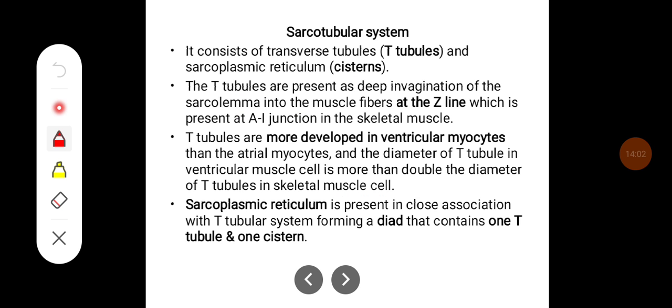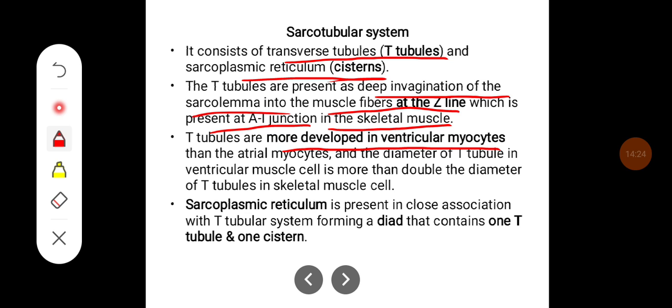Sarcotubular system consists of transverse tubules, T tubules, and sarcoplasmic reticulum, that is cisterns. The T tubules are present as a deep invagination of the sarcolemma into the muscle fibers at the Z lines, which is present at the AI junction in the skeletal muscle. That is the difference. The T tubules are more developed in the ventricular myocytes than atrial myocytes, and the diameter of the T tubule in ventricular muscle cell is more than double the diameter of T tubules in the skeletal muscles.